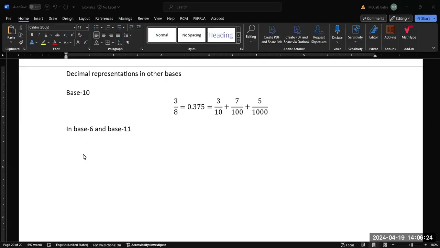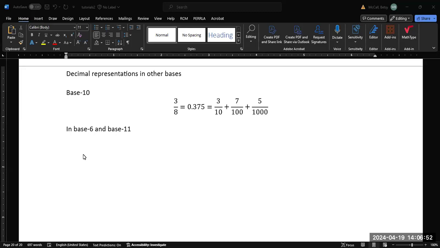All right, so in this video, we're going to be looking at decimal representations and other bases. When we represent something as a fraction, we don't necessarily worry about what base our fraction is in. But when we represent something as a decimal, we're going to represent it in base 10. And so essentially, we're creating a sum of fractions where the denominators are the powers of 10.